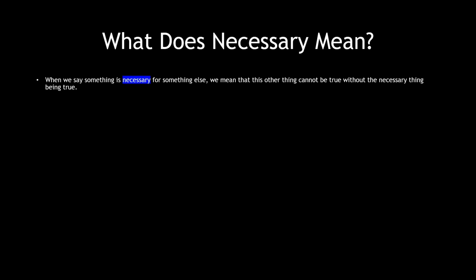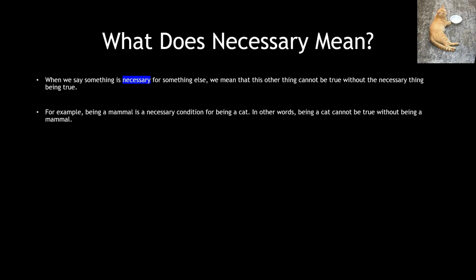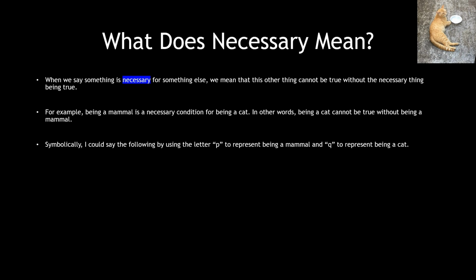Let's start by discussing what necessary means. When we say something is necessary for something else, we mean that this other thing cannot be true without the necessary thing being true. For example, being a mammal is a necessary condition for being a cat. In other words, being a cat cannot be true without being a mammal. Symbolically, I could say the following by using the letter P to represent being a mammal and Q to represent being a cat. If P isn't true, then Q isn't true.